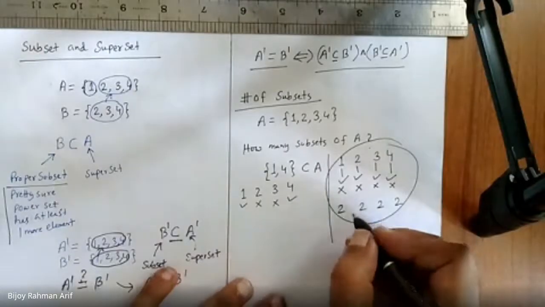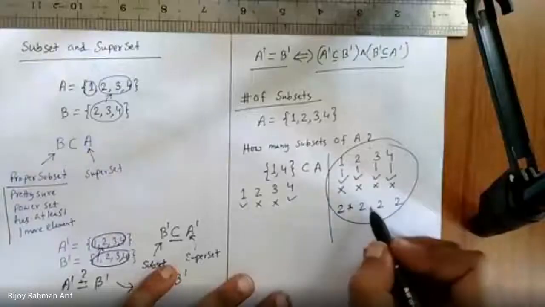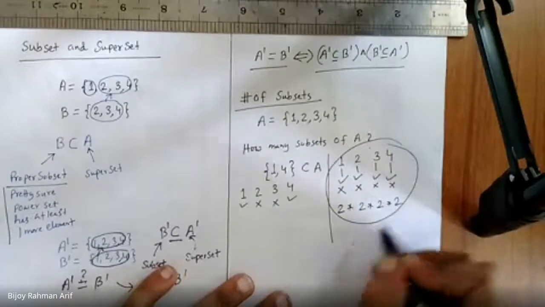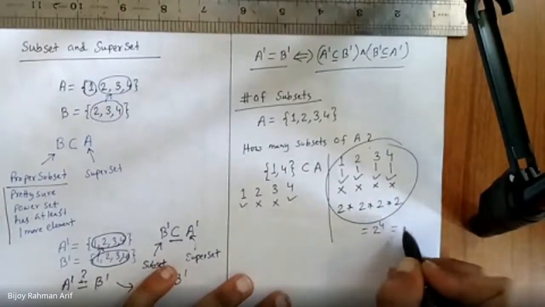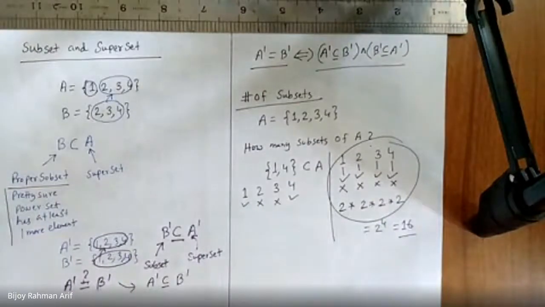So it is nothing but a big task divided into subtasks. 2 times 2 times 2 times 2, which is nothing but 2 to the power 4, nothing but 16. So we get the answer. Do you agree with me or not?